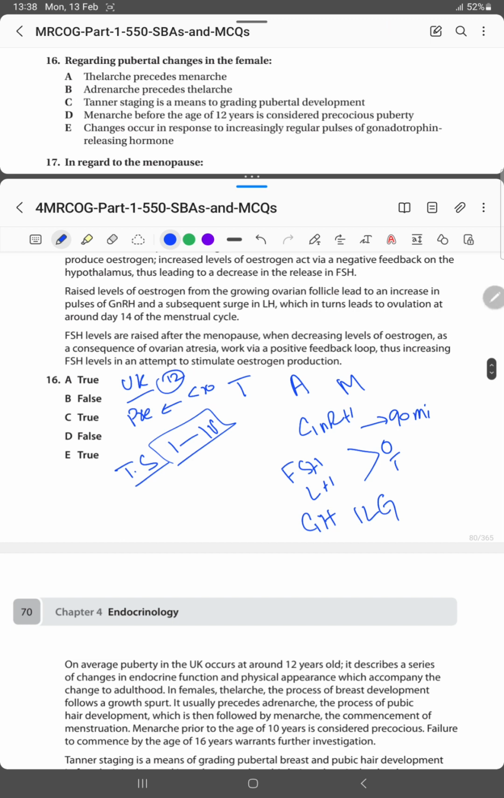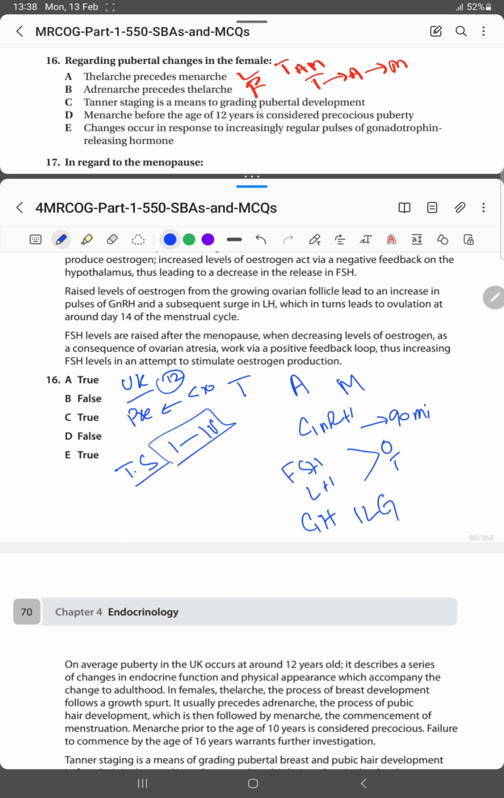So let's move to our options. Option A is thelarche precedes menarche. Yes, it is true. And then adrenarche precedes thelarche. No, that option is false, because thelarche precedes adrenarche, and it precedes the menarche.